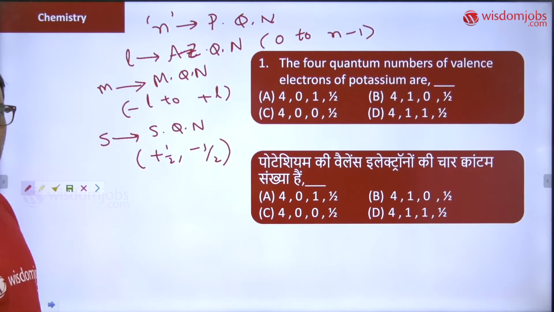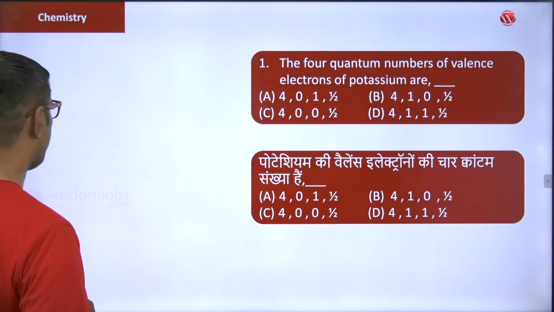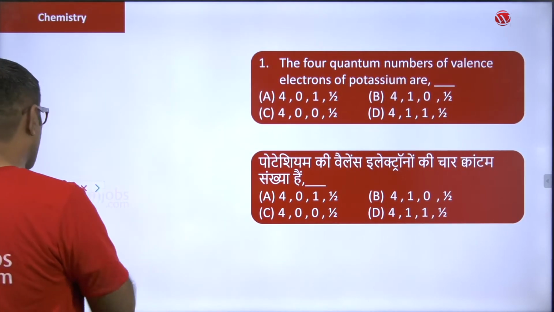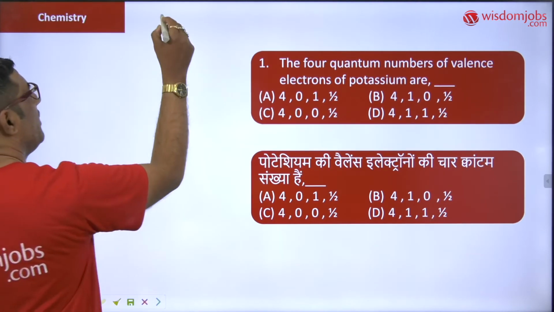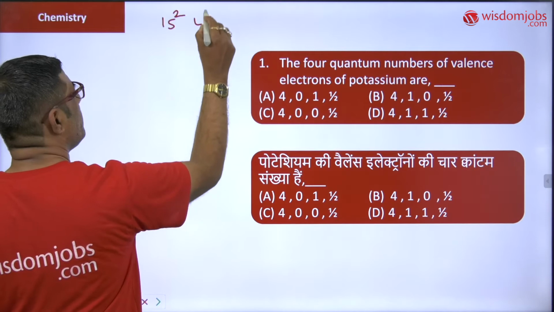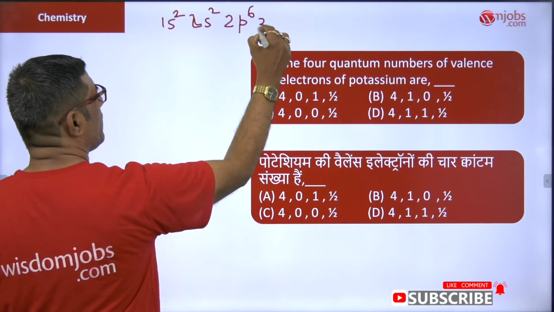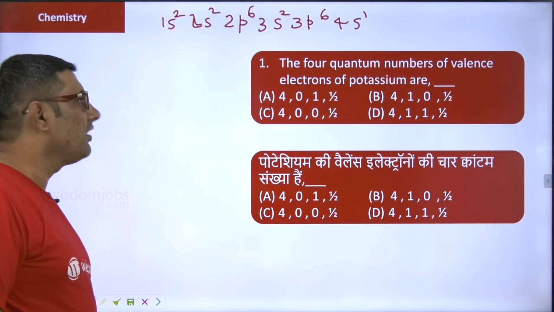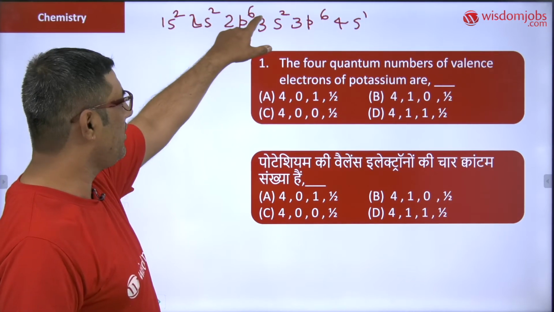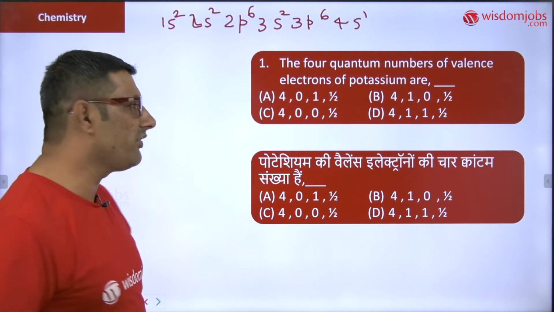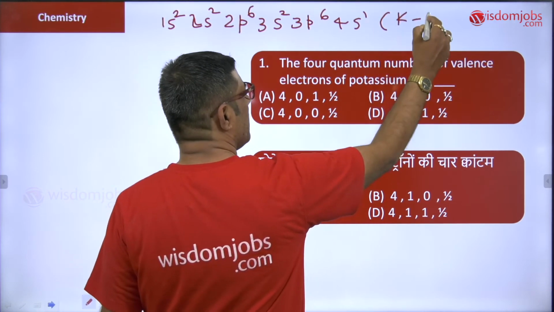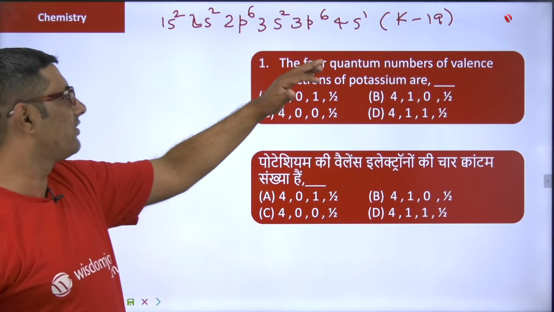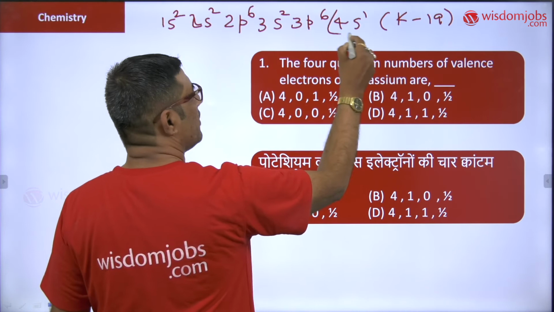Now let me write the electronic configuration of potassium. What is the value of Z, the atomic number of potassium? It is 19. So the electronic configuration is 1s2, 2s2, 2p6, 3s2, 3p6 and lastly 4s1. How many electrons are there? 2 plus 2 plus 6 is 10, 12, 18 and 1 is 19. So this is the electronic configuration of K19. Now if you observe the valence electron, this is your valence electron.